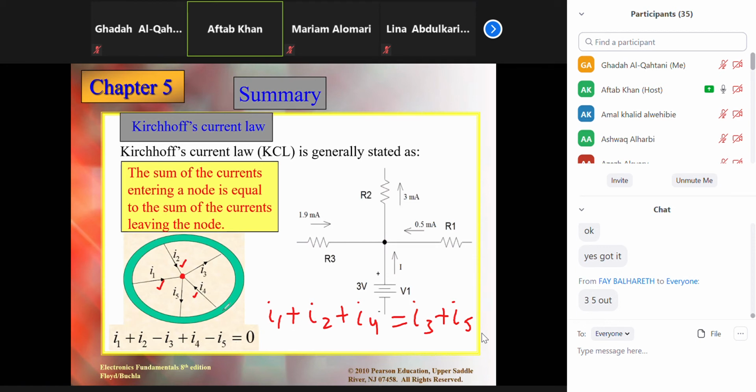Or we can say the algebraic sum of all the currents is equal to 0. That is, consider that incoming currents are positive and outgoing currents are negative. So when you add them, you will be getting 0. You know that KVL can be explained two ways. Either total voltage supply is equal to the total drop, or I can say the algebraic sum of all the sources and the drops in a closed loop is equal to 0. So same thing. Clear? KCL, Kirchhoff's current law.